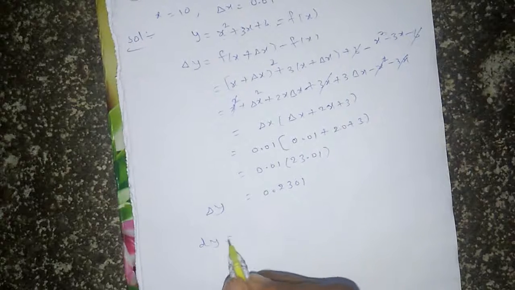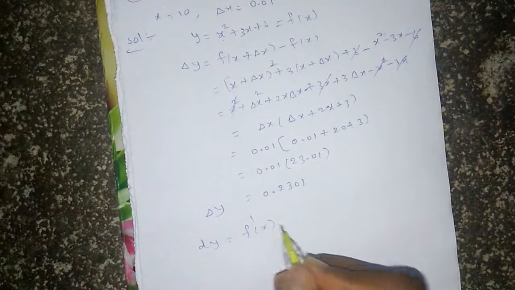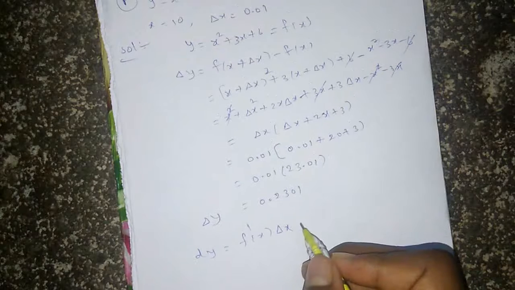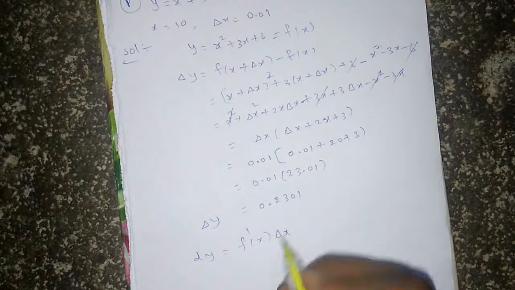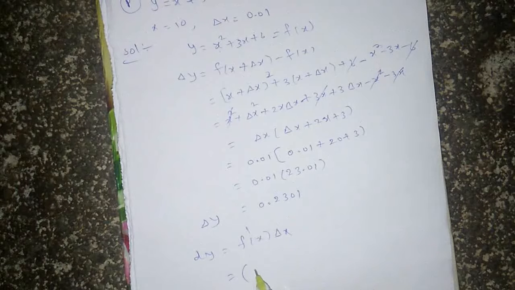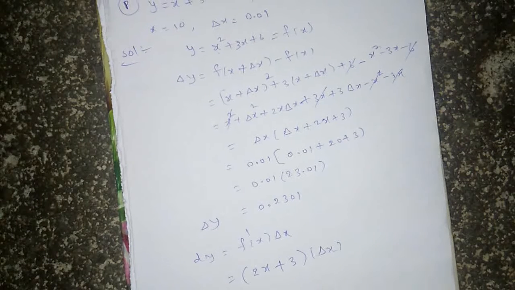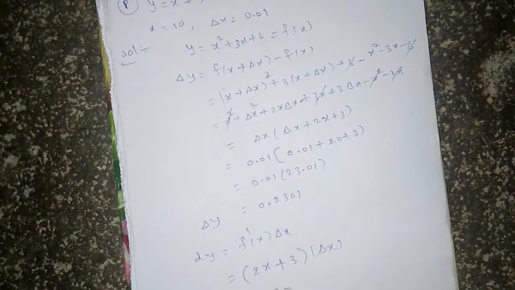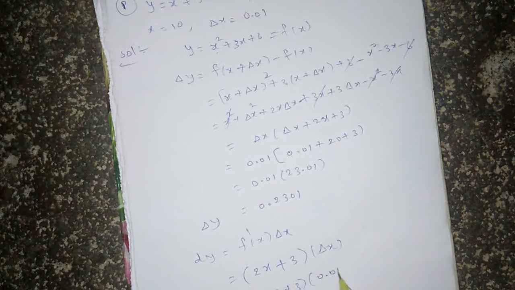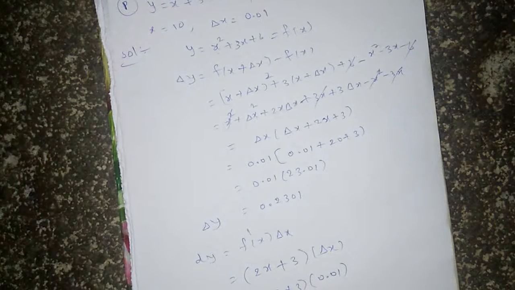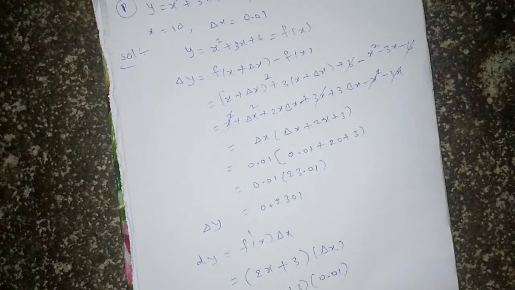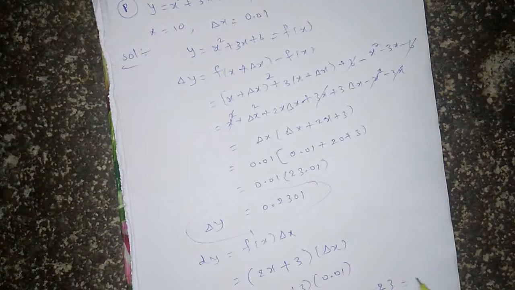Next dy, differential in y value is, formula is f dash of x into delta x. So here f of x is x square plus 3x plus 6. F dash of x means derivative of f of x, that is x square derivative 2x plus 3x derivative is 3, 6 derivative is 0. Delta x is delta x. Substitute the values, 2 into 10, 20 plus 3 into 0.01. This is 23 into 0.01, that is equal to 0.23 is the dy value. This is delta y and this is dy value.